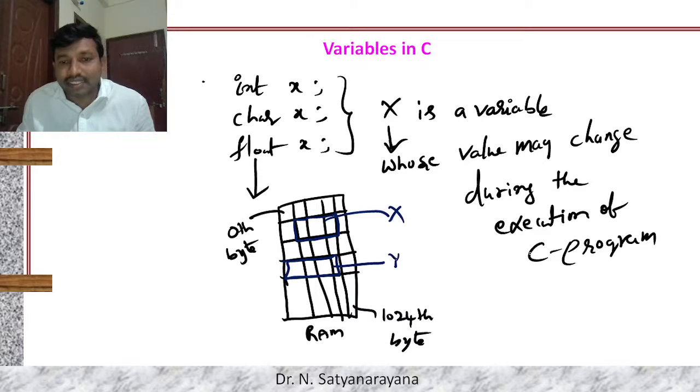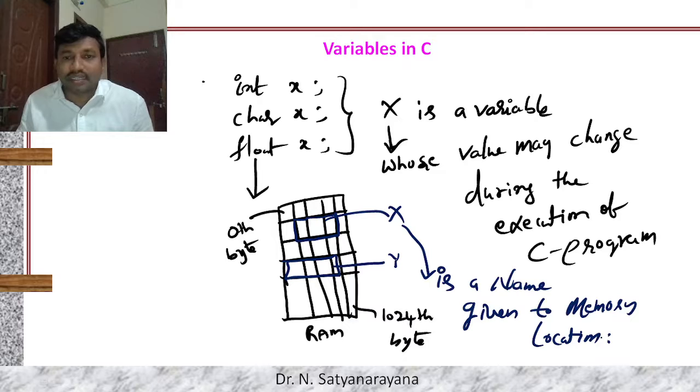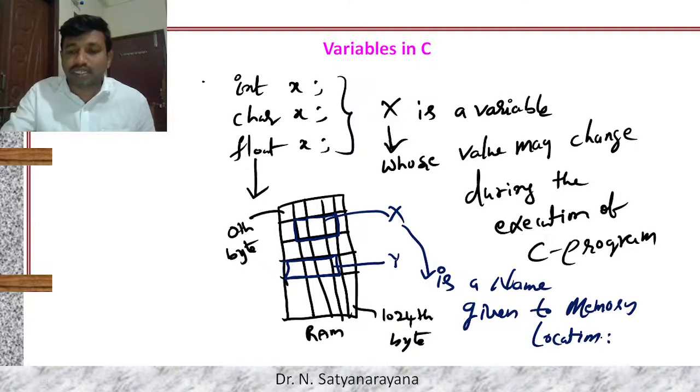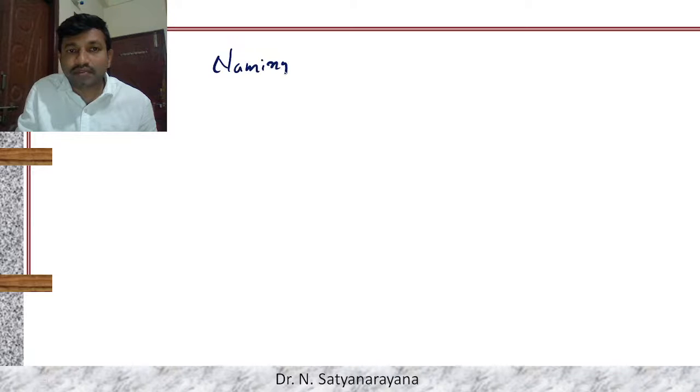So in that sense, how do you define a variable? I can say a variable is an entity, or a variable is a name given to a memory location. That way you can also define it. It is quite easy to understand the concept of variables, but the point is naming the variables. Often engineering students feel difficulty. So let us see how you name variables in the program.